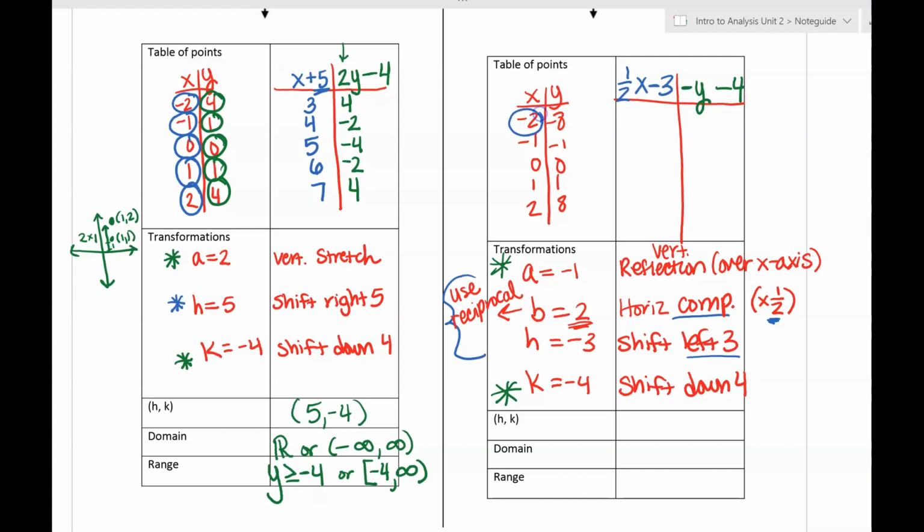So for -2, 1/2 times -2, and I'll write this out a little bit for those of you that struggle with fractions with this one. We want to think of that -2 as having a 1 over it. And remember, you multiply straight across for fractions. So this would give you -2 over 2. That's just -1. -1 minus 3 is -4. So -2 becomes a -4.